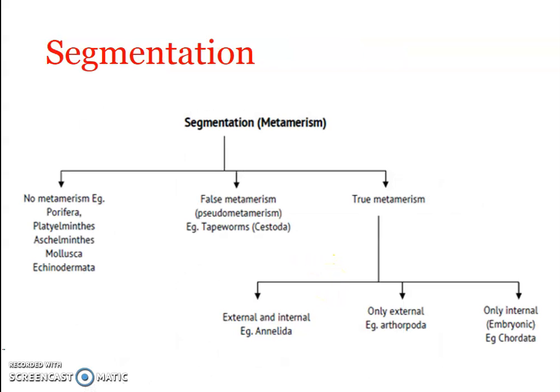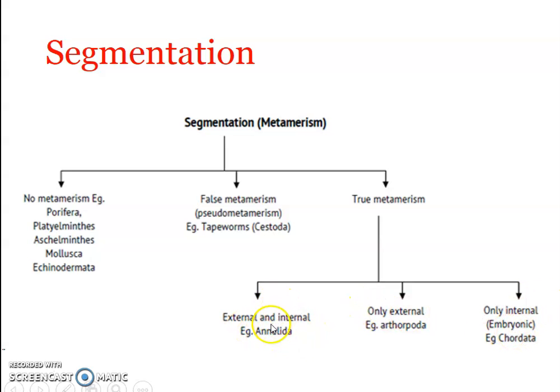Now the next one is metamerism. We can see that not all organisms show segmentation of the body. Lower groups of organisms as well as mollusca and echinodermata have no metamerism. The body is not divided into segments, into a series of compartments along the anterior-posterior axis. But metamerism can be found in higher groups. Tapeworms show false metamerism, that is, they are pseudo metameric. True metamerism is found in annelids, arthropods, and all the chordates.